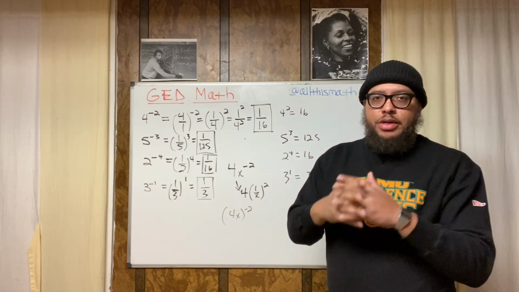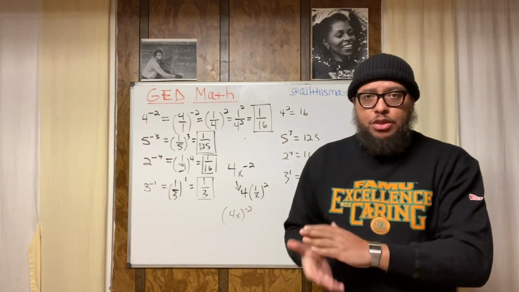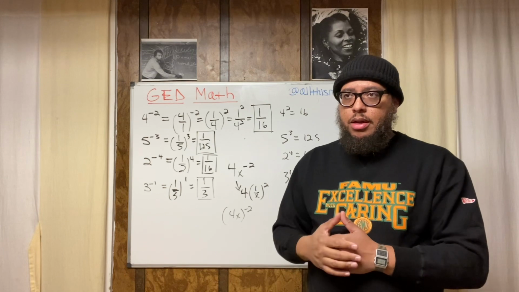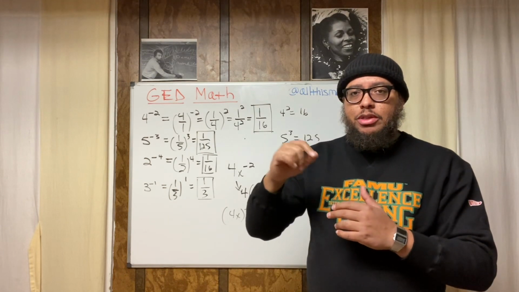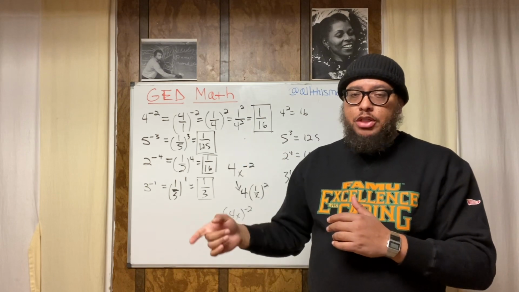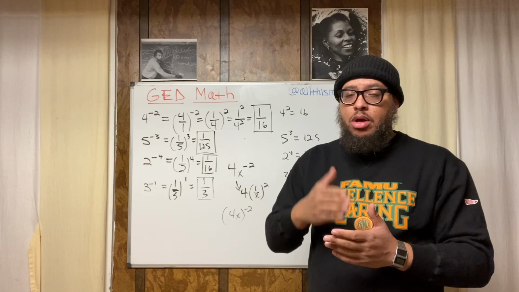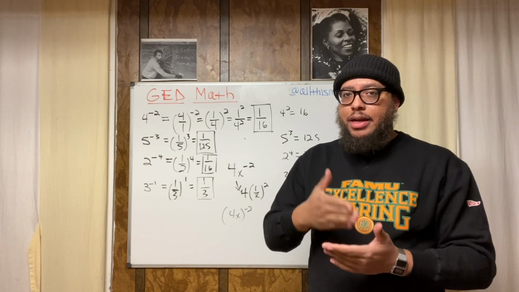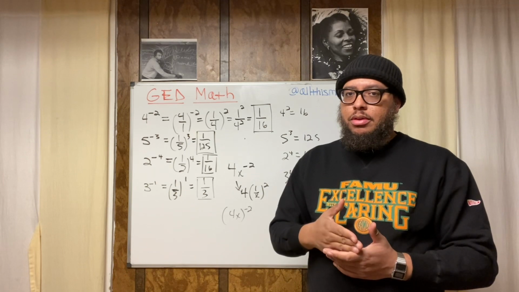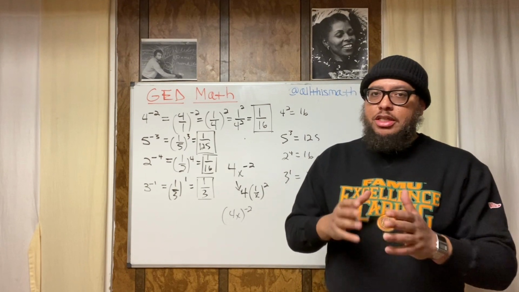But what you got to do is you got to be detail oriented. Look at the expression and say, okay, I see a negative exponent. Cool. I need a positive exponent. Okay, I got to take the reciprocal of the base of that negative exponent in order to make it into a positive exponent. But I got to be very careful in terms of identifying what is the base of that negative exponent. You got to be very detail oriented with math.